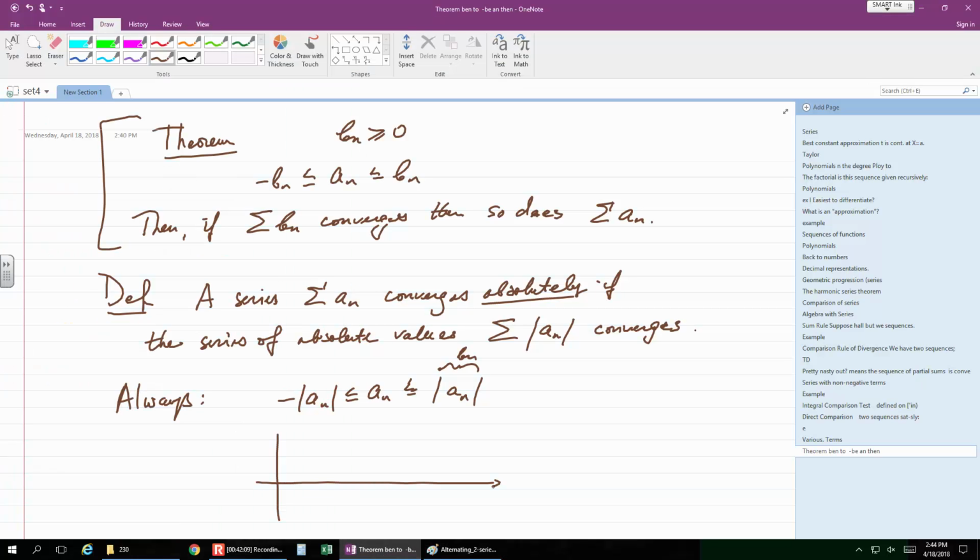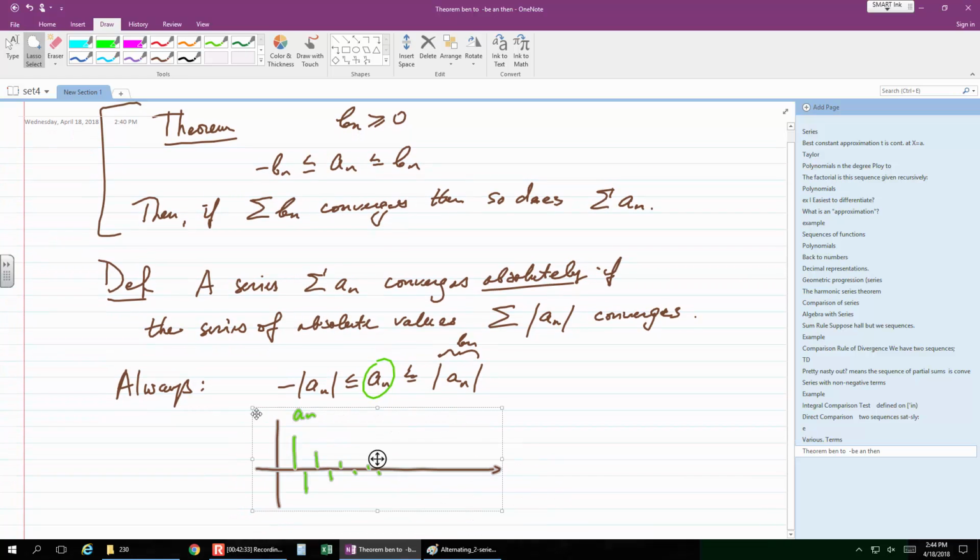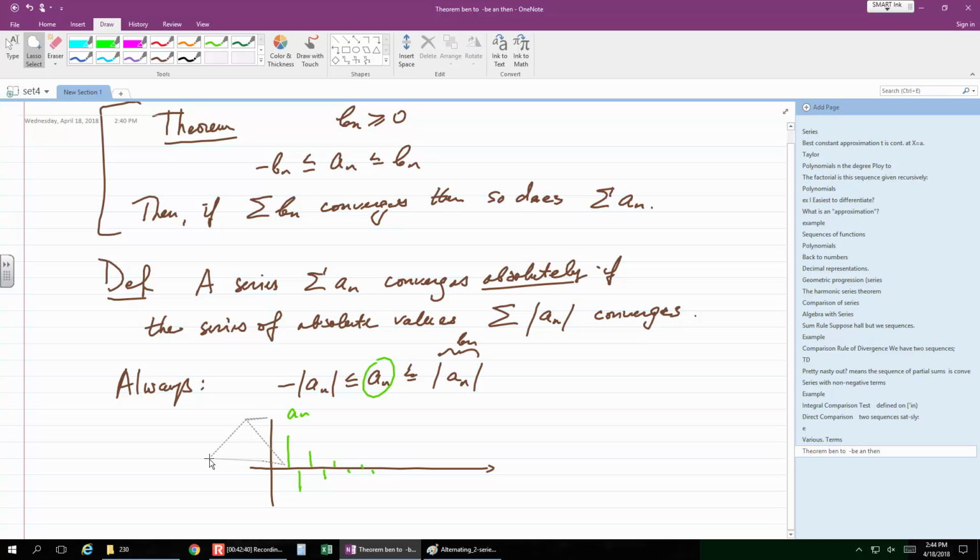I probably could see it in the first picture, but I will make a picture to illustrate this idea. So I have my a_n, hypothetically, suppose it alternates. Say a_n is green, and it alternates like this. Maybe like this. So this is my a_n. Then let me plot two sequences, a_n and b_n.